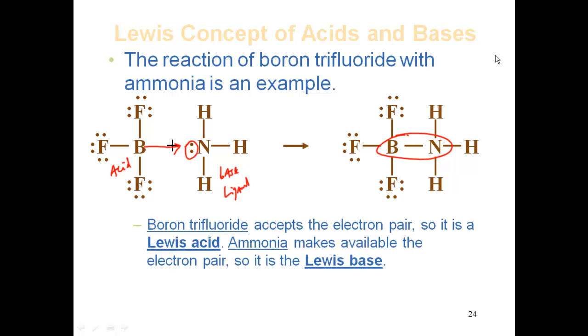Boron trifluoride accepts the electron pair, so it is the Lewis acid. Ammonia makes available an electron pair, so it's the Lewis base. As I said, I believe this is the most important concept. However, we won't be using it as much in this class because we're dealing with aqueous solutions. But it's something I wanted to introduce to you because you will be using it when you get to organic chemistry.